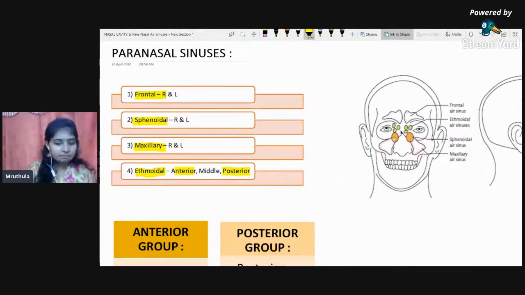Let us see that in the diagram. So first, what you're seeing is the frontal air sinus in this diagram.